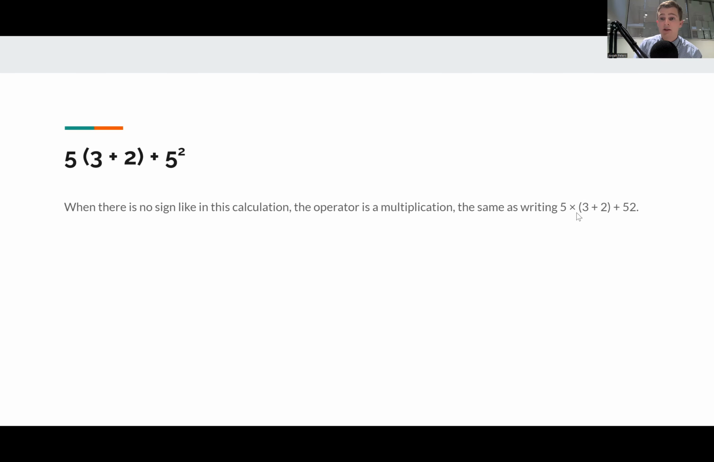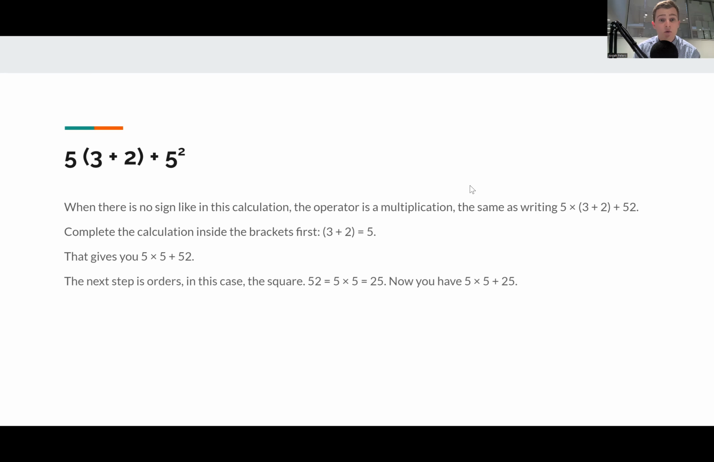Oh, I'll just move my camera here. So when there is no sign like this in the calculation, we need to remember there's an invisible multiplication, so it's times. So therefore, it reads like this: 5 times, in brackets, 3 plus 2, plus 5 squared. Sorry, that's meant to be 5 squared. That's an error in my typing there. So we do the brackets first, like we have been. 3 plus 2 equals 5, which gives us 5 times 5 and 5 squared. Apologies for the typing error there.